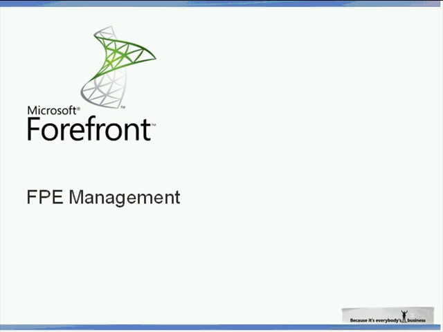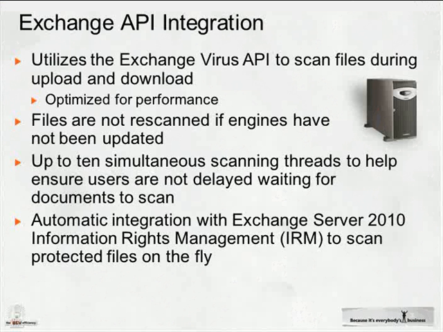So let's get deeper into Forefront Protection for Exchange management. First of all, Forefront Protection for Exchange works by leveraging the Exchange virus API. Its integration is optimized for performance, so files are not rescanned unnecessarily. There are up to 10 scanning threads to help ensure users are not delayed waiting for documents to scan. One of the new features in Exchange 2010 is automatic Information Rights Management integration at the server level. It allows scanning protected files on the fly.